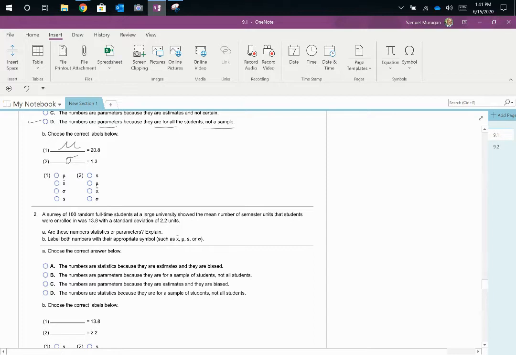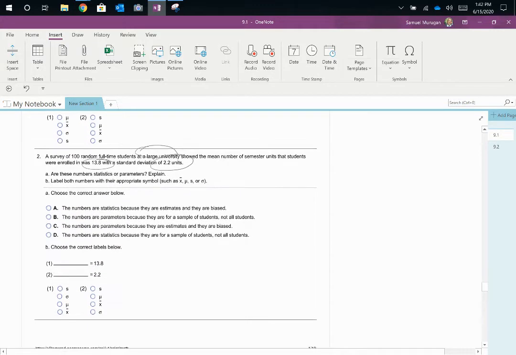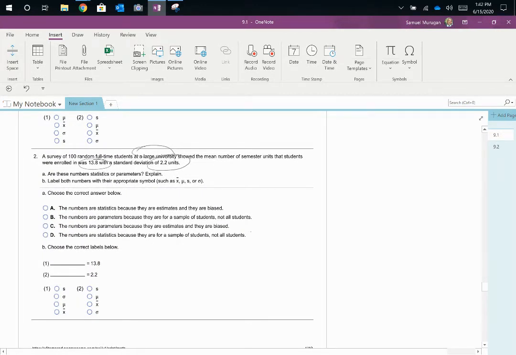Next question: a survey of 100 random full-time students at a large university showed the mean number of semester units enrolled was 13.8 and the standard deviation was 2.2. So now we have a sample, a survey of 100 students taken from the large population of students. Clearly this number is a statistic, because it is for the sample, not all the students.